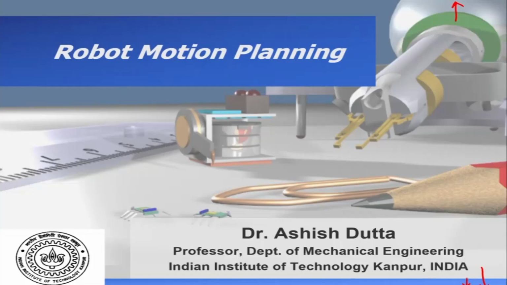Things like transformations. It's very important that you understand transformations correctly in order to be able to do forward kinematics and inverse kinematics, which are required for path planning. So with this background, I will start the course. I'll just switch off the camera. So we are looking at the topic of robot motion planning, and my name is Ashish Dutta, and I'm a professor in the Department of Mechanical Engineering at IIT Kanpur.